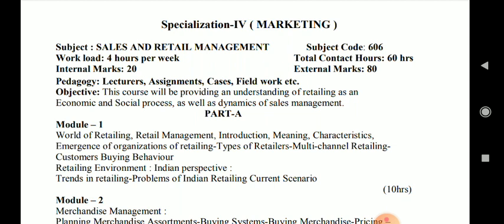As with other subjects under Rani Chennamma University, you have 20 marks for internal assessment and 80 marks for your external theory examination conducted by Rani Chennamma University.